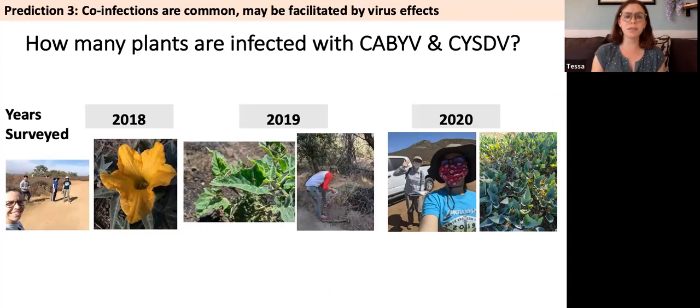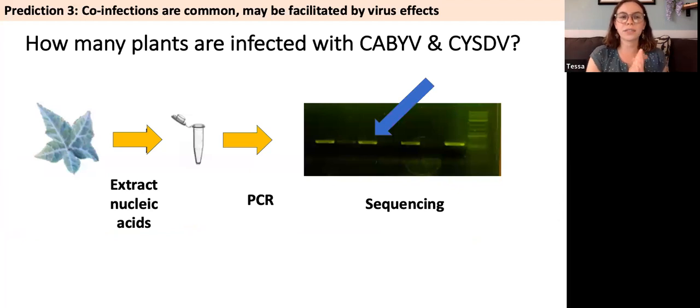To do this, we had to sample a lot more plants. We only visited Anza-Borrego in 2019, but we visited the other two reserves, Mott Rimrock and Shipley Skinner, in 2018, 2019, and 2020. To test my prediction, we had to extract nucleic acids from a lot more plants and then perform PCR and sequencing on that plant material. And for this, we're only testing for the two viruses, CABYV and CYSDV.